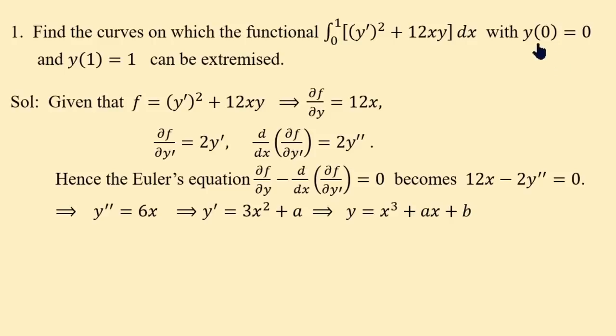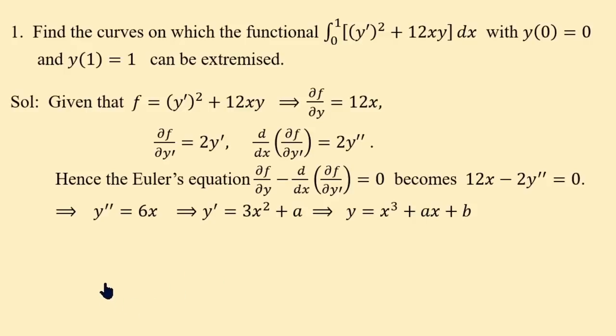Now with the help of the boundary conditions, y at 0 and y at 1, find the values of a and b. When x is 0, y is 0, then b becomes 0. Next, when x is 1, y is 1: 1 equals 1 plus a, because b is 0. Taking 1 to the left side, 1 minus 1 is 0, so a is also 0. A is 0, b is 0, which means the required function is y equals x cubed. So along y equals x cubed, this functional is either a maximum or minimum.